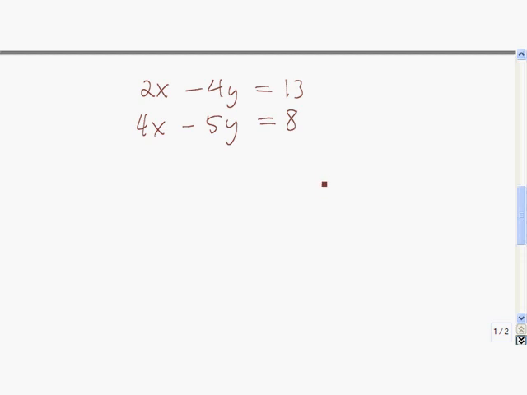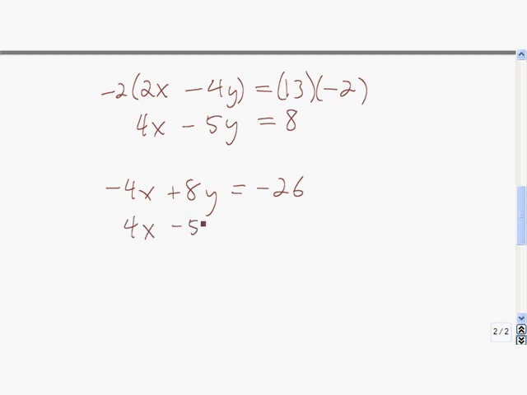So what we have to do is multiply the first equation by negative 2. We multiply the left-hand side by negative 2 and the right-hand side by negative 2. Then we get negative 4x plus 8y equals negative 26. And then we still have the same second equation, 4x minus 5y equals 8.